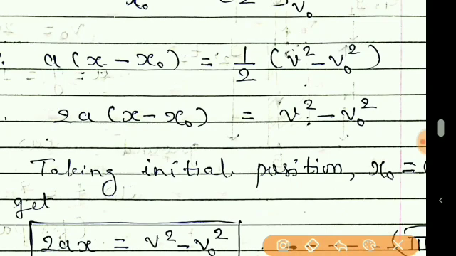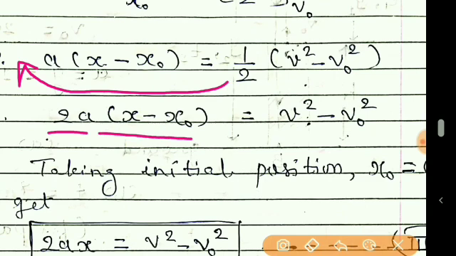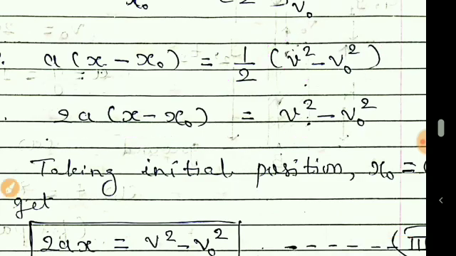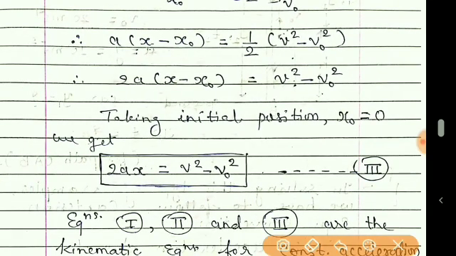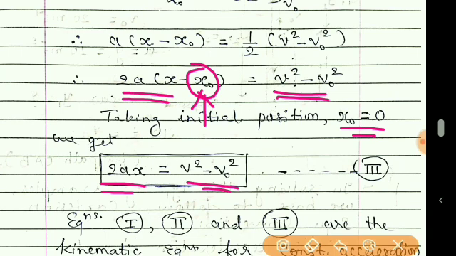Now this 2 is brought towards the left side. So it is 2a in bracket x minus x naught. Now what remains on the right hand side? It is v square minus v naught square. Next step, as usual, what we did earlier, we have taken this initial position as 0. So considering this initial position as 0, what remains on the left side? It is 2ax. So this is our third kinematic equation.